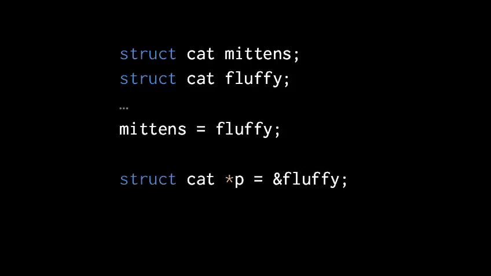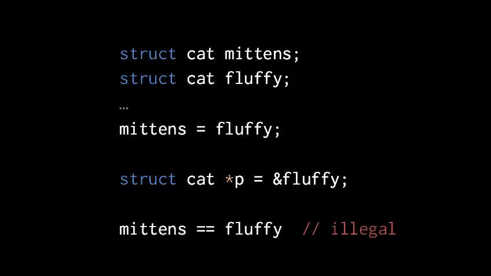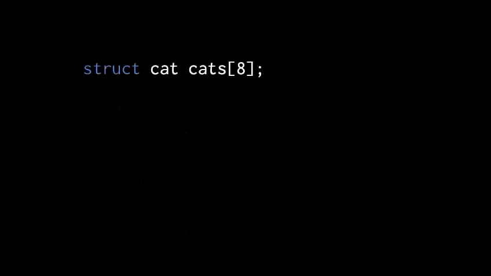The one other thing you can do with a struct variable is reference it, because in fact, for every struct type you define, there is a corresponding pointer of that type. So here we declare a struct cat pointer named p, and we assign it the address of fluffy. You might expect that we should be able to use the equality operator with struct values, but for some arcane reason it's not allowed. We can not only create pointers to structs, we can also create arrays of structs.